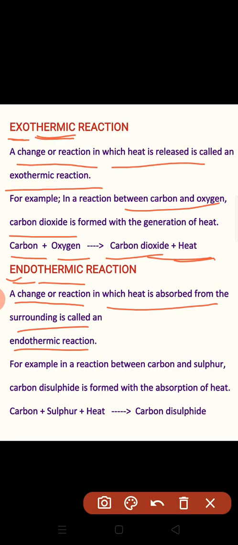For example, in a chemical reaction between carbon and sulfur, carbon disulfide will be formed, but in the formation of carbon disulfide, carbon and sulfur absorb heat from the surroundings. They absorb heat from the surroundings, and then only will they form carbon disulfide.